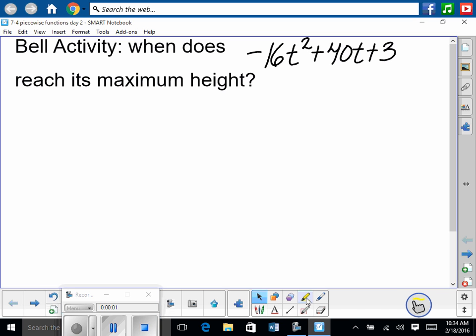About this. It says, when does this reach its maximum height? The first thing to notice, you look at it and say, what am I looking at? Well, doesn't that mean we're looking at a parabola? Okay, the next thing to look at, do we see a negative in front, where A is? Our A value is negative, so doesn't that make it a frowny face?